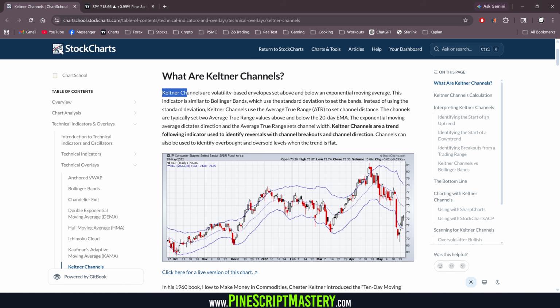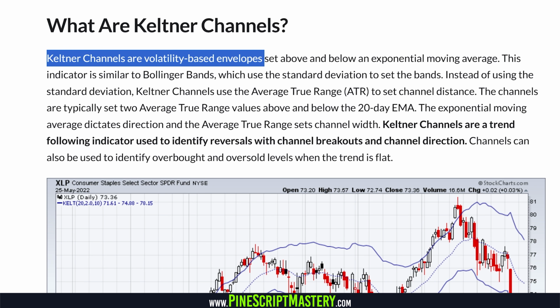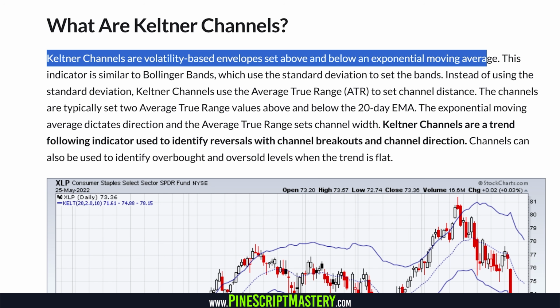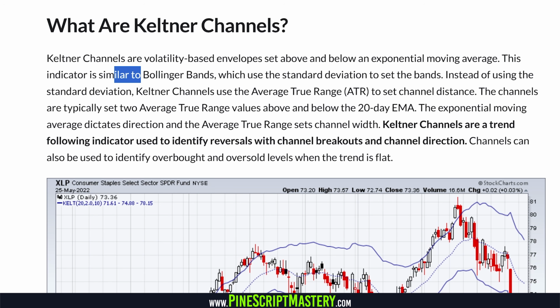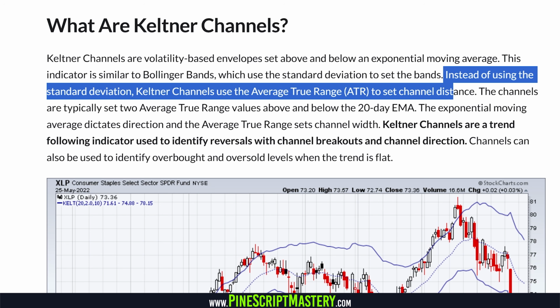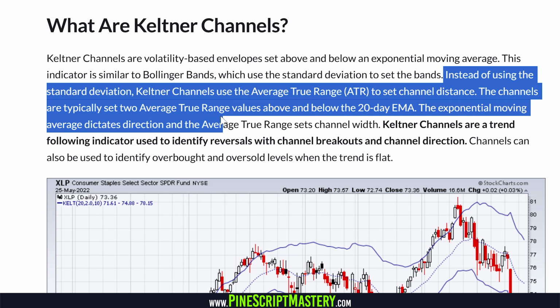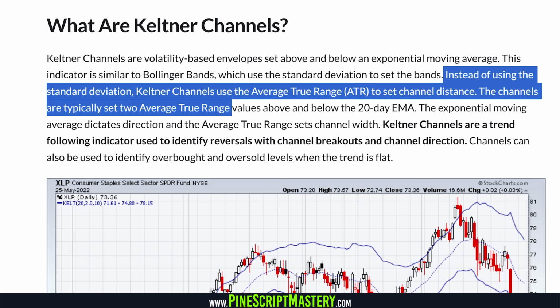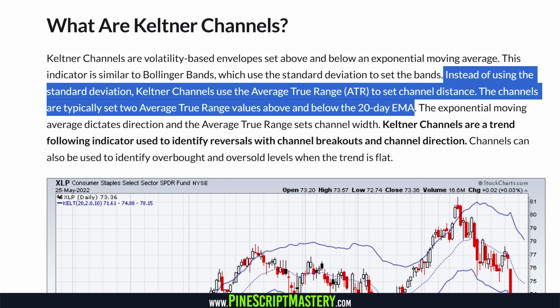So Keltner channels are volatility-based envelopes set above and below an exponential moving average. This indicator is similar to Bollinger Bands, which use the standard deviation to set the bands. Instead of using the standard deviation, Keltner channels use the average true range to set channel distance. The channels are typically set to average true range values above and below the 20-day EMA.